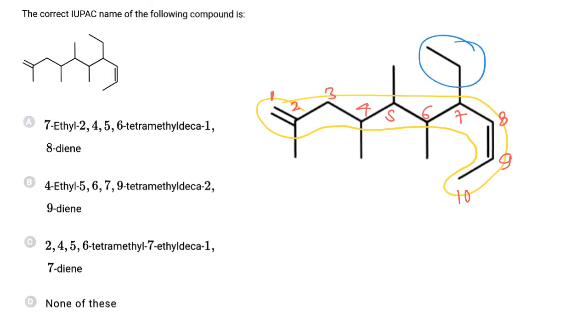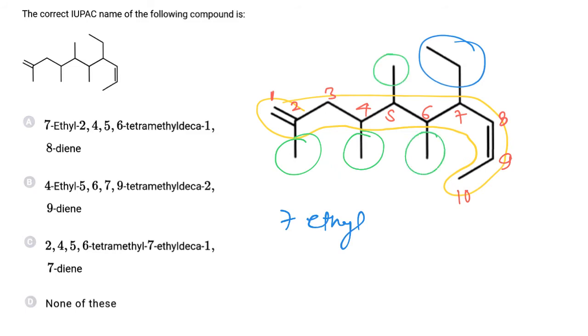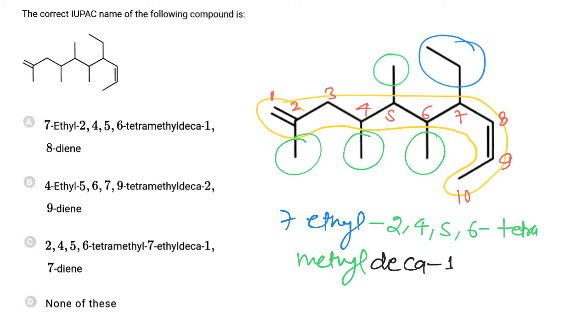Now at the 7th carbon, ethyl is present. So 7-ethyl. Now at the second carbon, 4th carbon, 5th carbon and 6th carbon, methyl groups are present. So a total of 4 methyl groups are present. So 2,4,5,6-tetramethyl. Now a total of 10 carbon atoms are present in the chain. So deca. At the first and 8th position, multiple bonds are present. So deca-1,8-diene, and hence the correct answer is A.